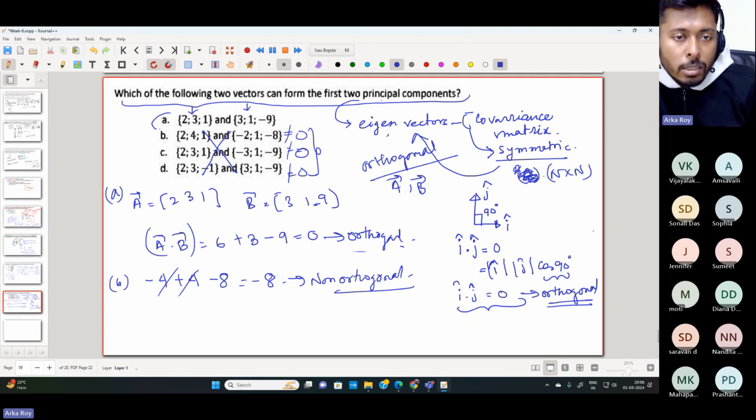However, in option A, you can see that the dot product is 0, which ensures that they are orthogonal and which also ensures that they are the principal components.